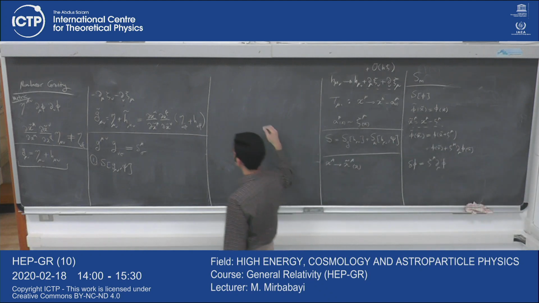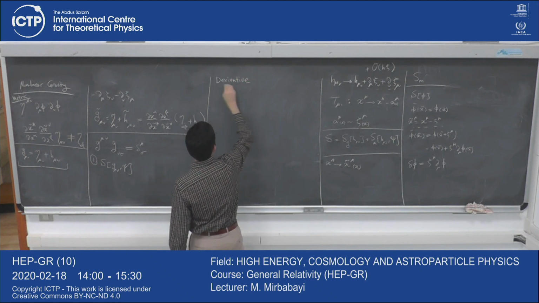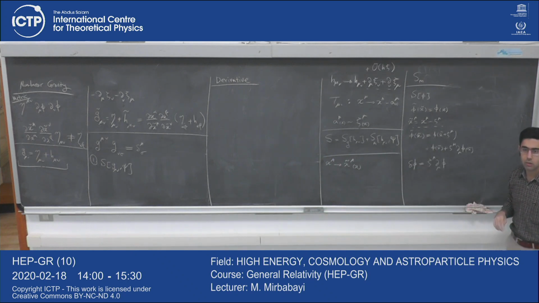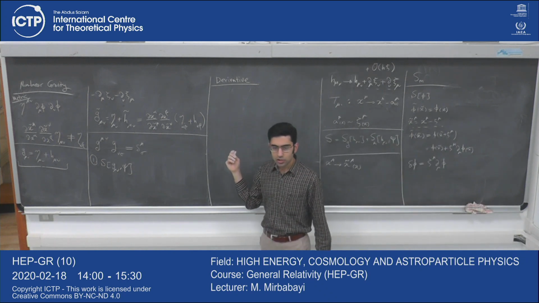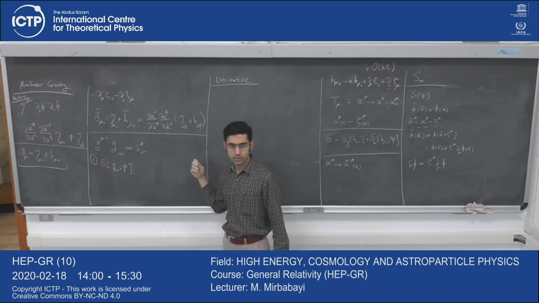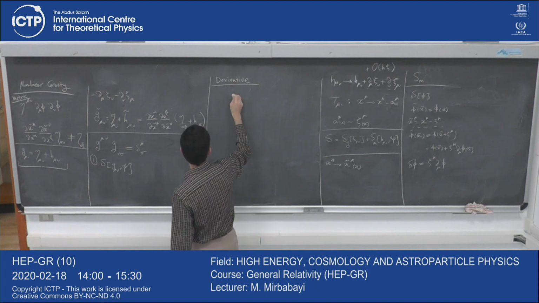So now the next thing to talk about is the derivatives, in particular, the derivatives of vector fields. When we try to construct just Lorentz invariant actions, if we have a vector field like A mu, we use the normal derivative of that.